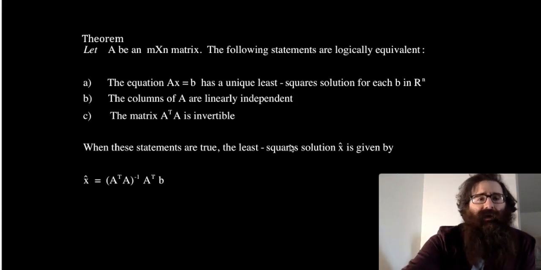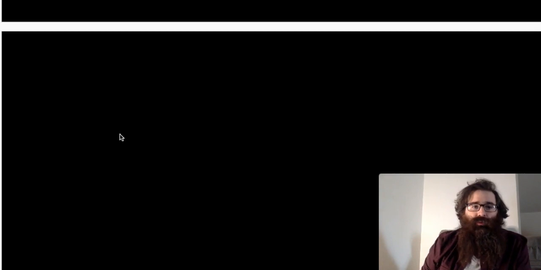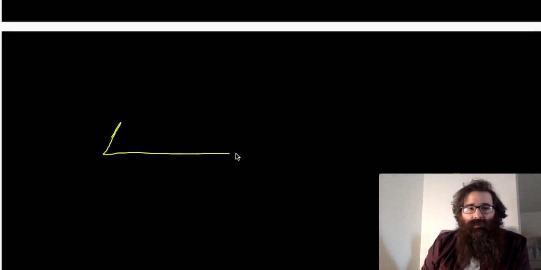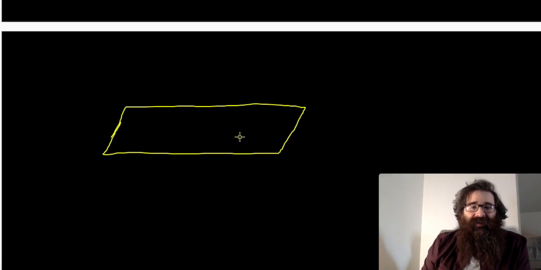Now, let's actually talk about this, right? I don't want to just throw these formulas at you and say, hey, there we have it, let's do it. Let's actually talk about what we're discussing here. So let's say I have some subspace here, and let's say this represents the column space of a matrix A, where A is an m by n matrix.